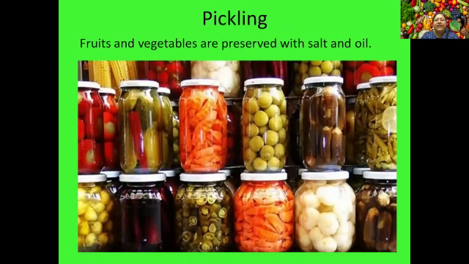Here you have pickling. Now, pickling is a method in which the fruits and vegetables are preserved with salt and oil. Pickling is basically you're making achar. I'm very sure your mother makes achars for you. So here what you do is you take a jar, you put the fruit or the vegetable inside the jar with salt and oil. So with the help of salt and oil, you can preserve these food items for a long, long time, even months and even years.